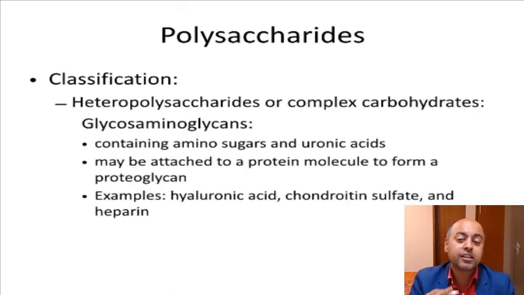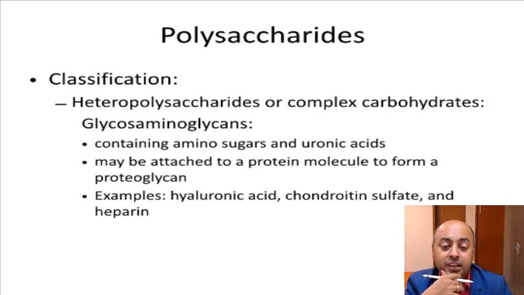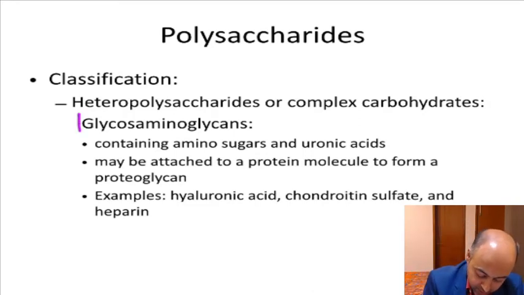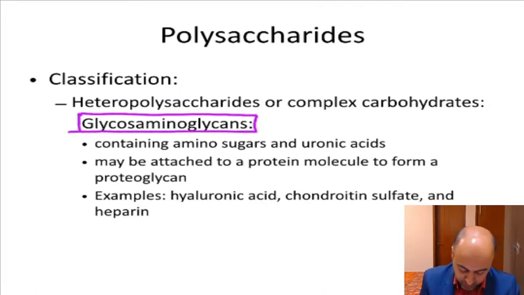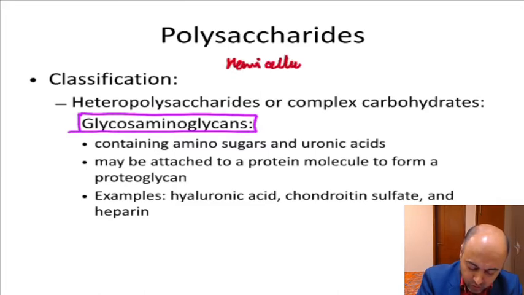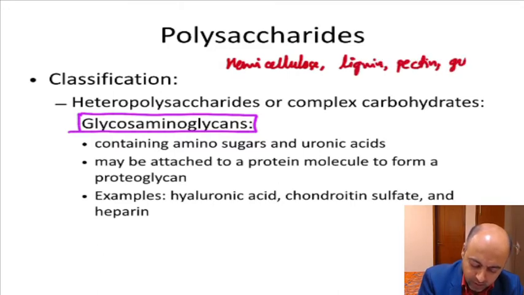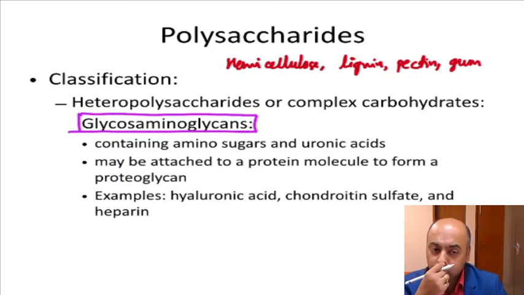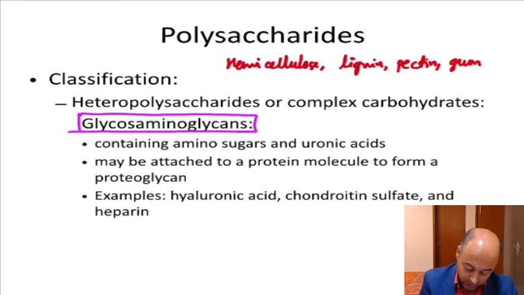Moving on to heteropolysaccharide, I told you multiple units are coming together to form the polysaccharide. The classical example is the glycosaminoglycans, but before we go there, you should know some other examples. Hemicellulose, lignin, pectin, gum. These are some of the important heteropolysaccharides in addition to the glycosaminoglycans.